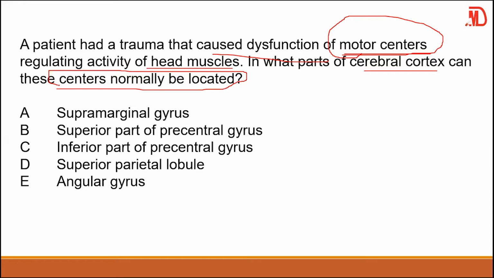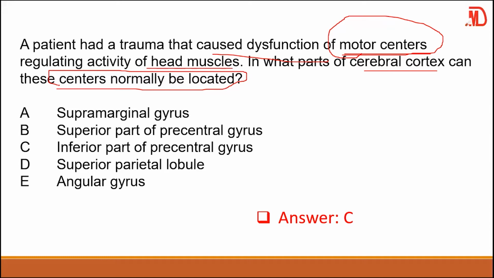We discussed this extensively, and we said over here we are dealing with the inferior pre-central gyrus. And I gave you guys an assignment to look for the supramarginal and the angular and all of those things, what they do. All right. So over here, your answer is the inferior part of the pre-central gyrus.